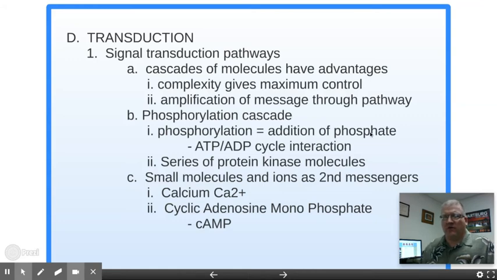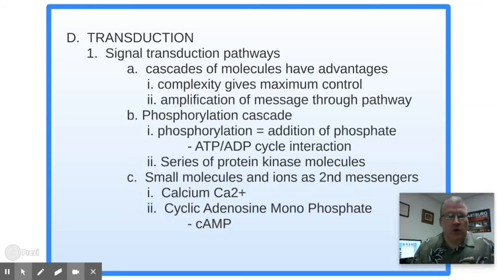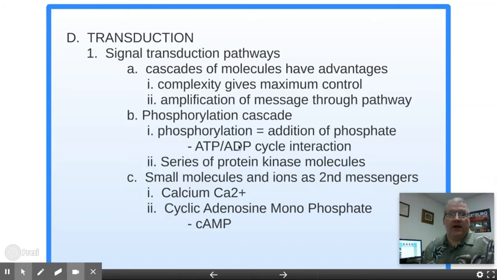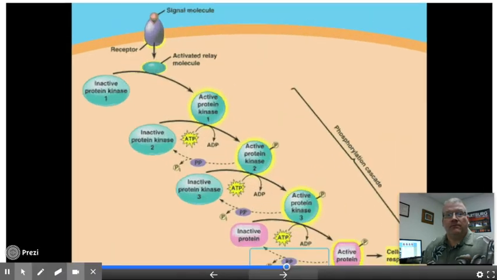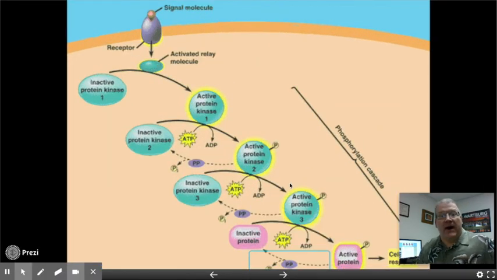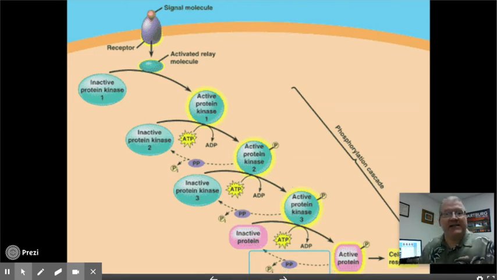Phosphorylation is a big fancy word for the addition of a phosphate to a molecule. Okay. If a molecule has a phosphate group added to it, it's been phosphorylated. That is the entire story of the ATP-ADP cycle. We're phosphorylating ADP to make more ATP. Okay. Now, that is done by individual enzymes referred to as protein kinases.